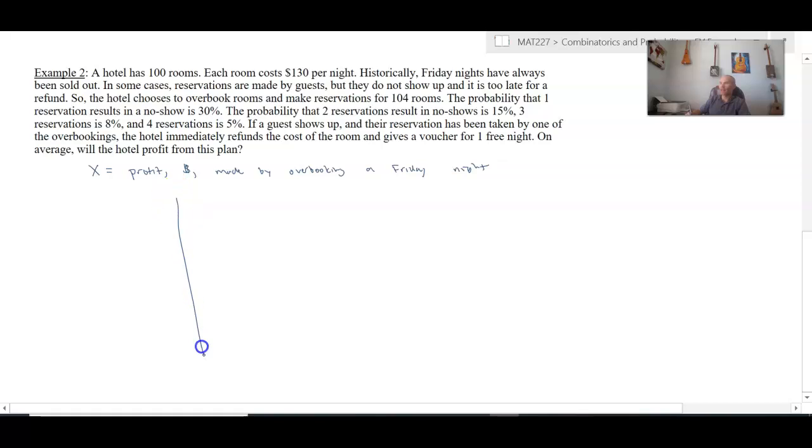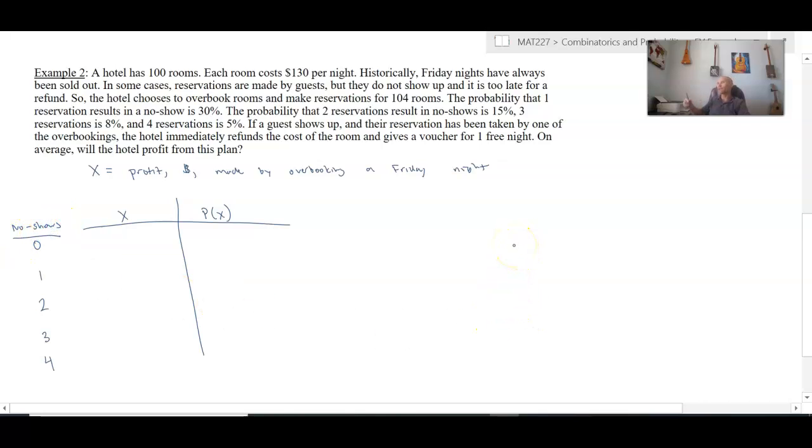So let's start off by analyzing the situation further. So we have certain profits, and then we have a probability of those profits. We need to consider the case where all 104 people show up, 103 people show up, 102 people show up, 101 people show up, and exactly 100 show up. Because we're making 4 overbookings, and we want to see, is there going to be profit on those? So we could have 0, 1, 2, 3, or 4 no-shows. Okay, no-show just means they don't show up.